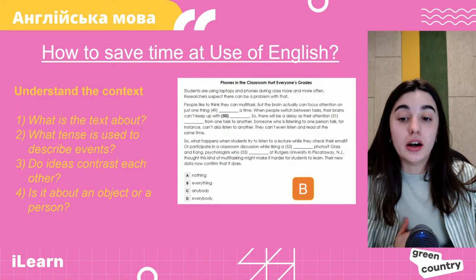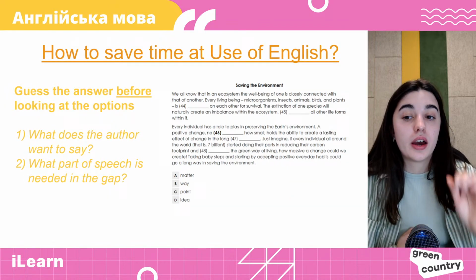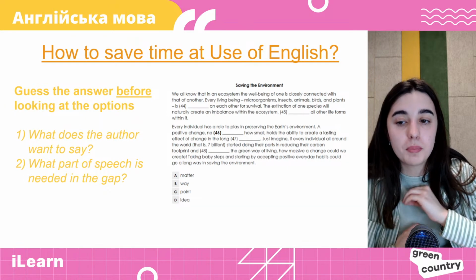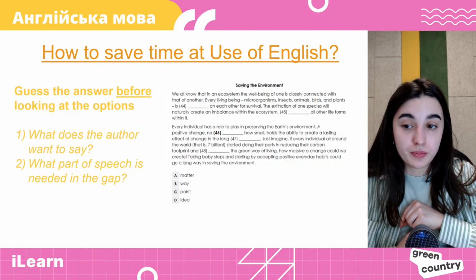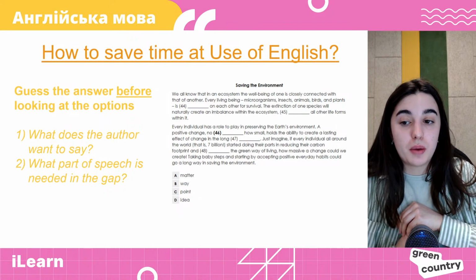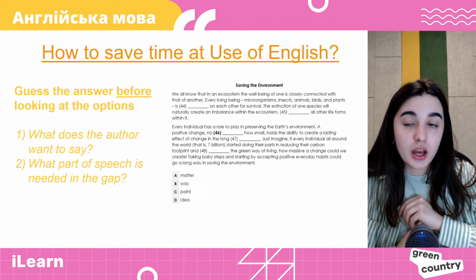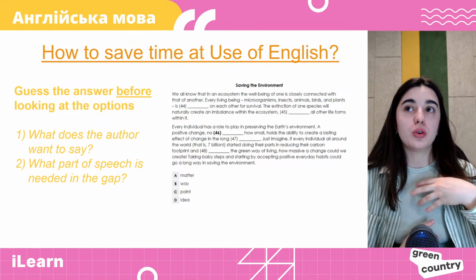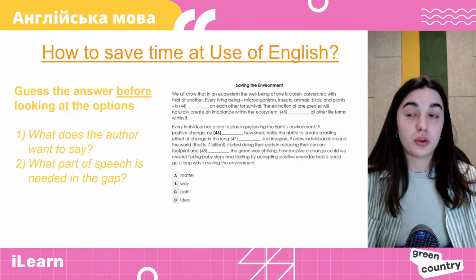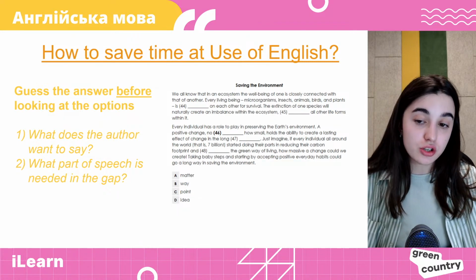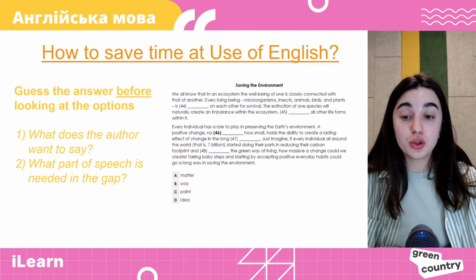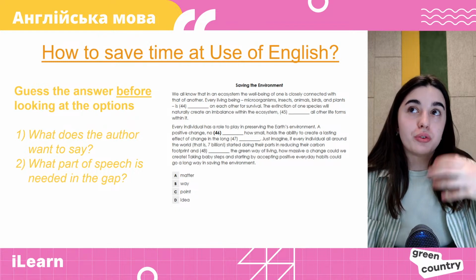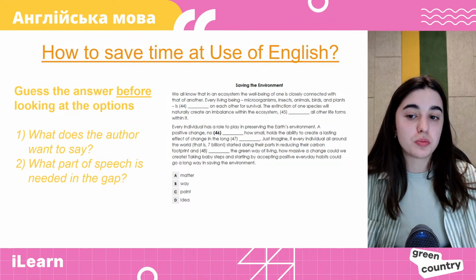So, next is guessing the answer before looking at the options. Why did I say that? Because when you already have a high level of English, you can already feel what the answer should be.